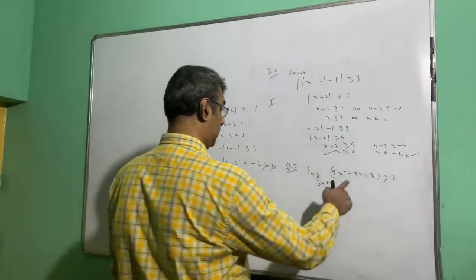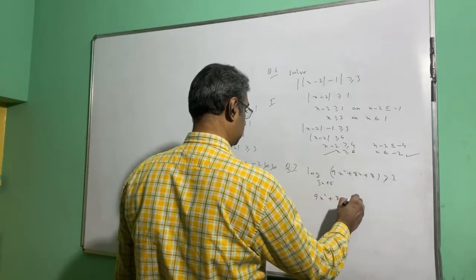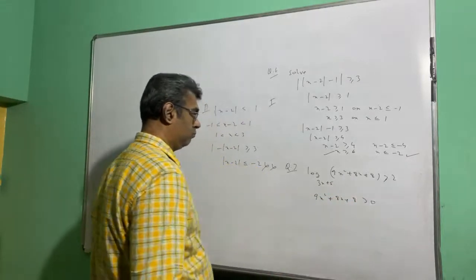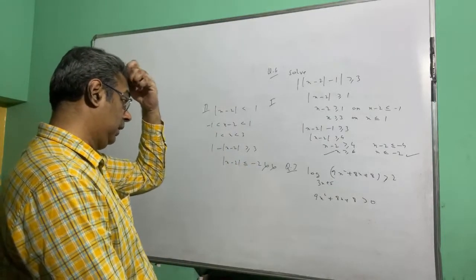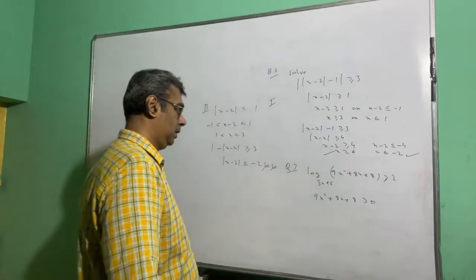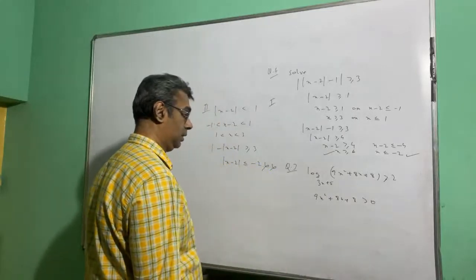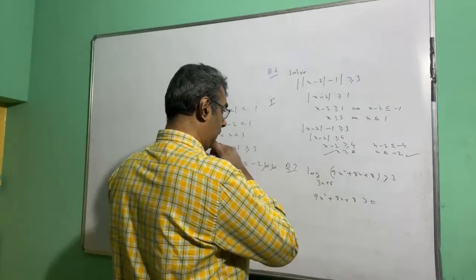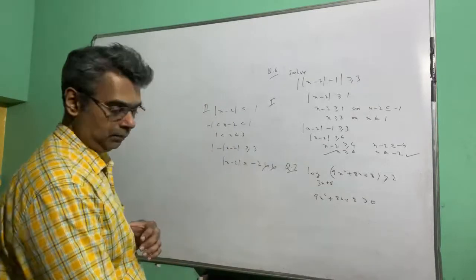So first let us look at this number. So this number is positive. So 9x square plus 8x plus 8 is greater than 0. So 9x square plus 8x plus 8 is greater than 0. This number is positive. Okay, that is number 1.